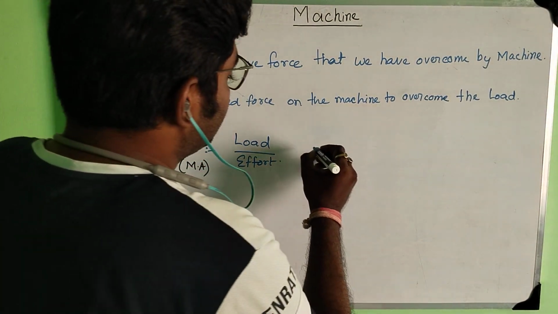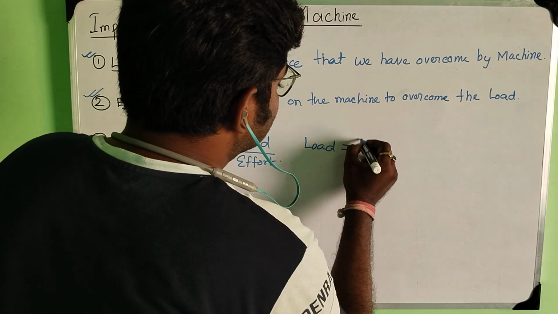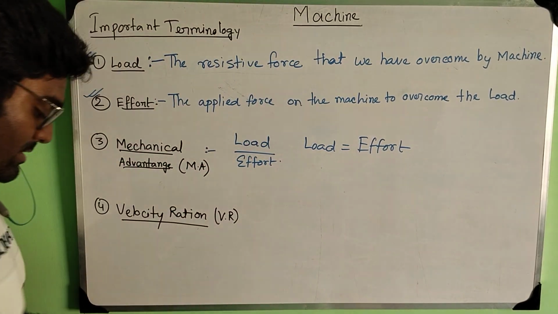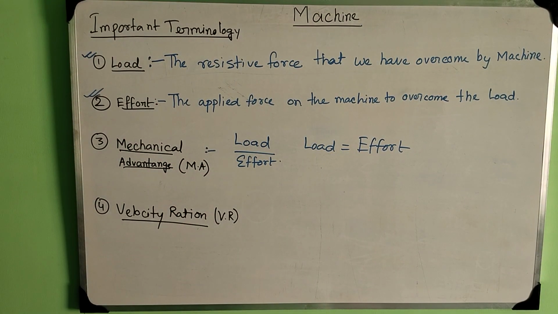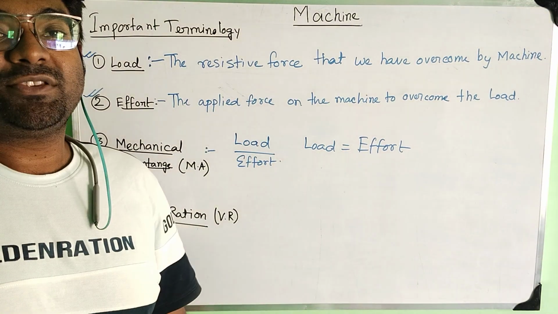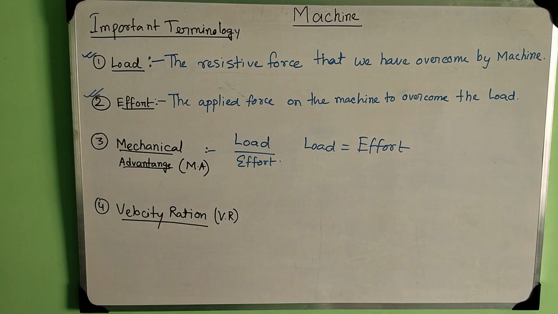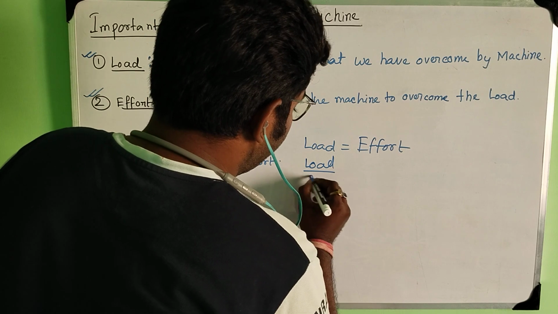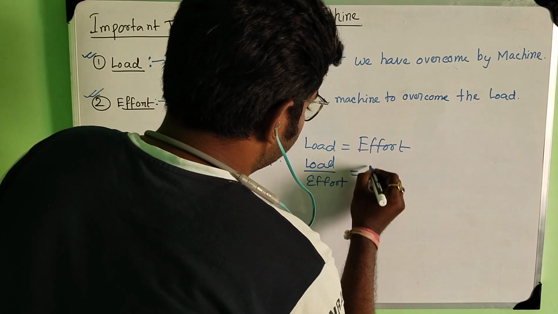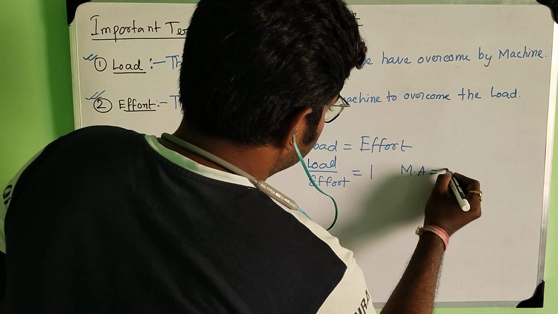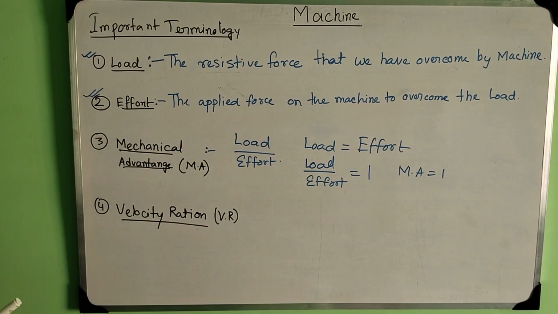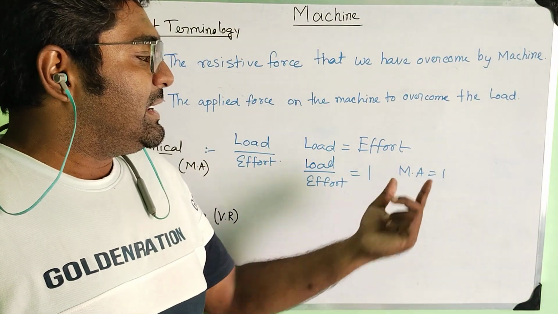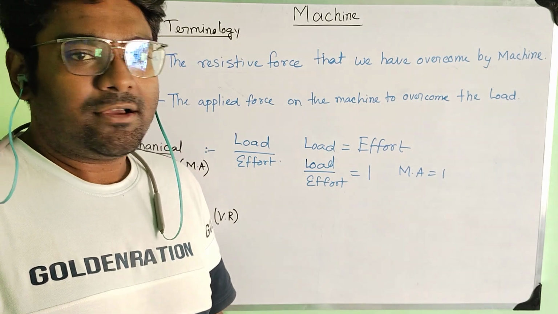Now, there are some machines where load is equal to effort. In these cases, load by effort is equal to 1. That means mechanical advantage is equal to 1. Mechanical advantage is equal to 1. Load is equal to effort, that means mechanical advantage is equal to 1. Then what is the need of these things?